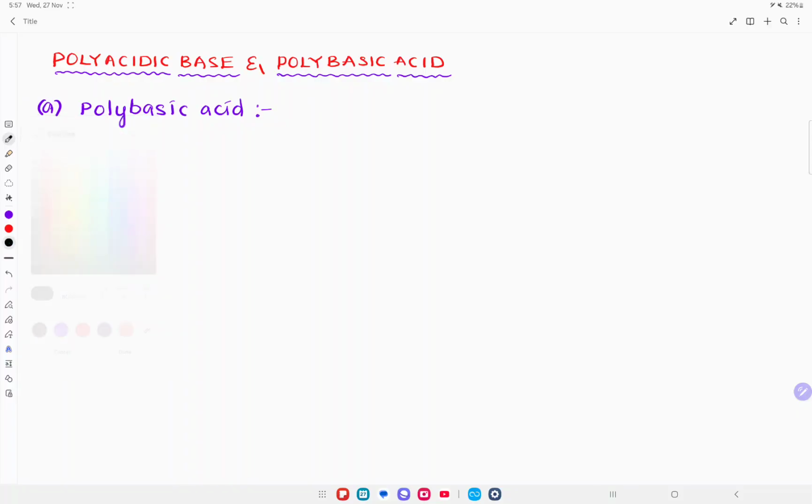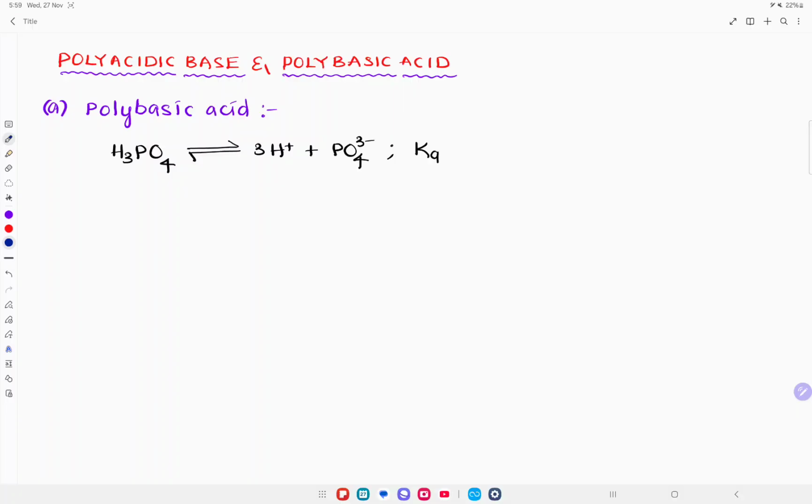Example, H3PO4, phosphoric acid. Phosphoric acid can give how many H plus ions? 3 H plus ions and phosphate ion, PO4 3 minus ion. For this dissociation, the acid dissociation constant is Ka.